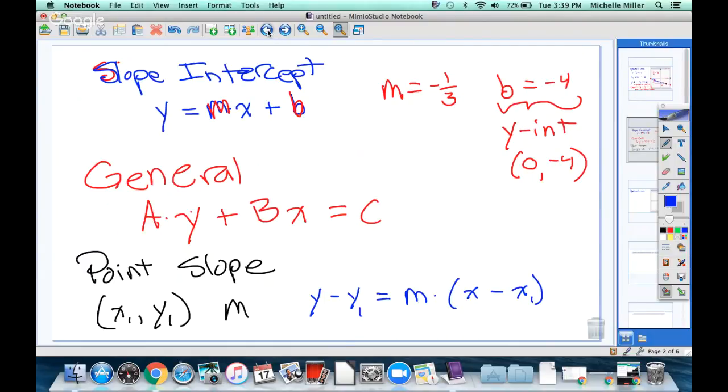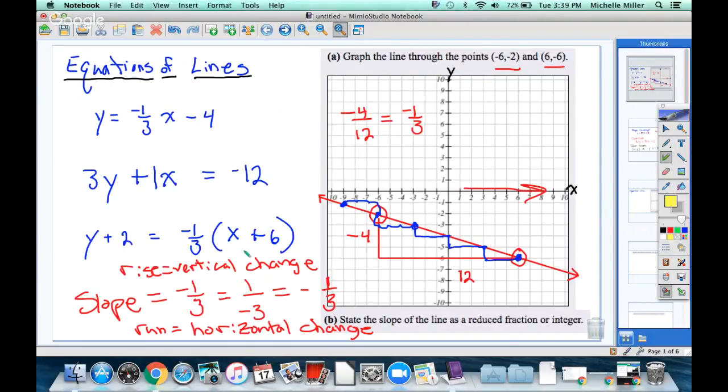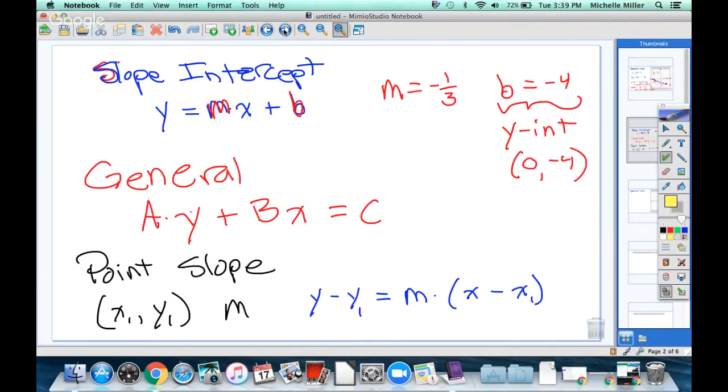And so here, you'll notice that I have the same slope as I do above here, and I picked the point -6, -2, and I plugged it into that equation. So I'm just going to do that here to demonstrate it.